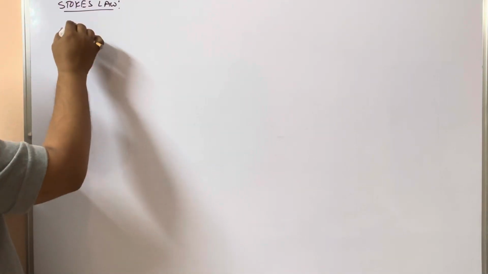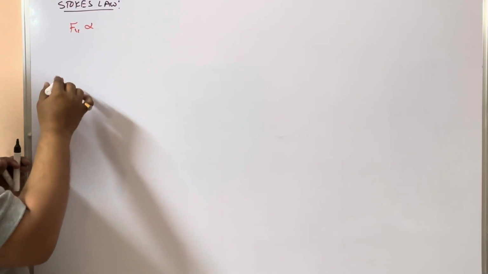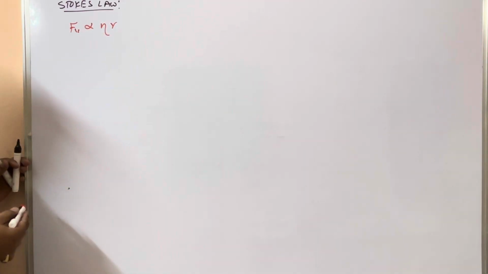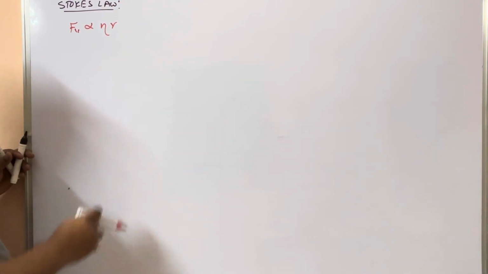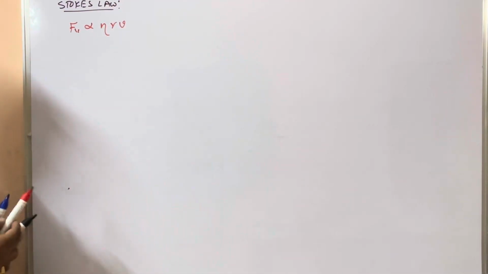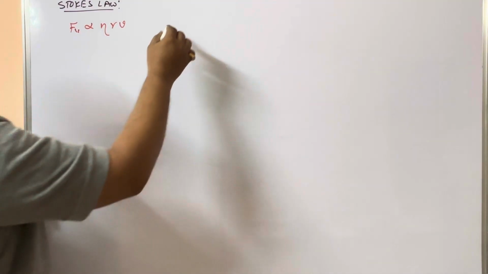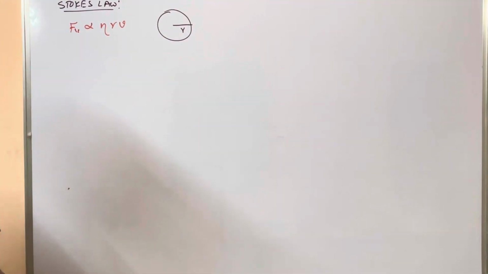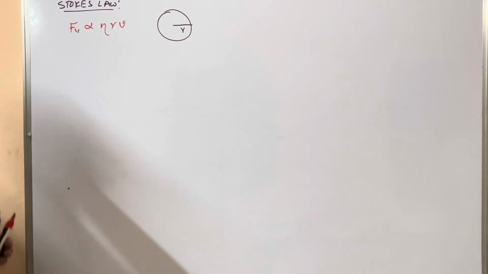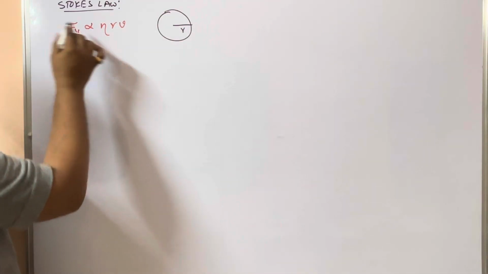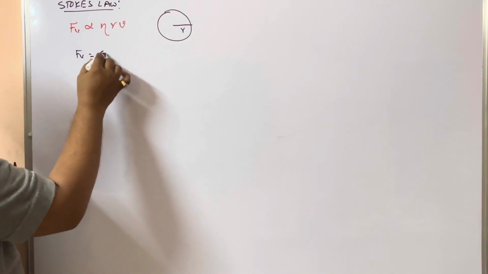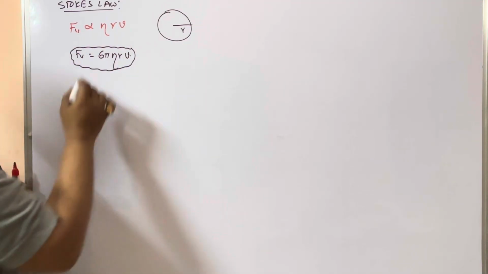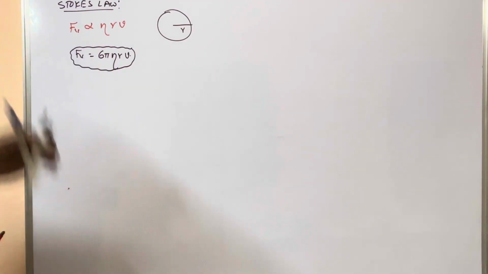According to Stokes law, viscous force is directly proportional to coefficient of viscosity, directly proportional to radius of the spherical body, and directly proportional to velocity of the spherical body whenever it is moving in a fluid. Fluid means that may be liquid or gas. If you remove this proportionality, they will write one constant, that is 6 pi eta r v. This is the viscous force equation according to Stokes law.